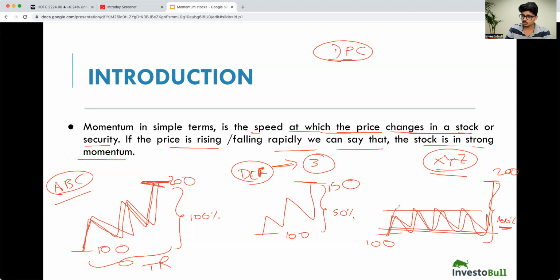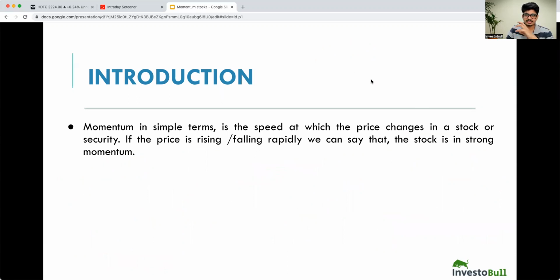But in XYZ stock, some sort of consolidation has happened and then it has given a sudden spike till 200. This kind of momentum is not considered to be sustainable and strong. So we would give the first rank to ABC and the second rank goes to XYZ. I hope you guys are able to understand what momentum is. So let's get into the next slide.